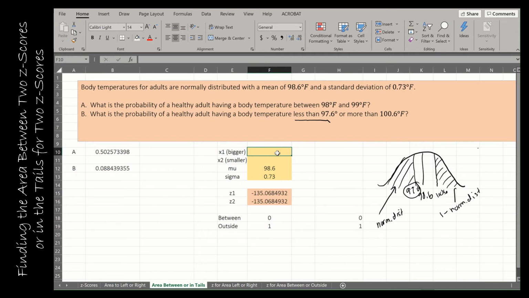So watch, I can do question A. 99 is the bigger, and 98 is the smaller, and I just got the same answer. And then if I'm doing B, the bigger is 100.6, and the smaller is 97.6. And again, this answer matches this answer. So if you take the time to set up these cells correctly, then this makes these questions much easier to deal with instead of having to recreate the wheel every time.